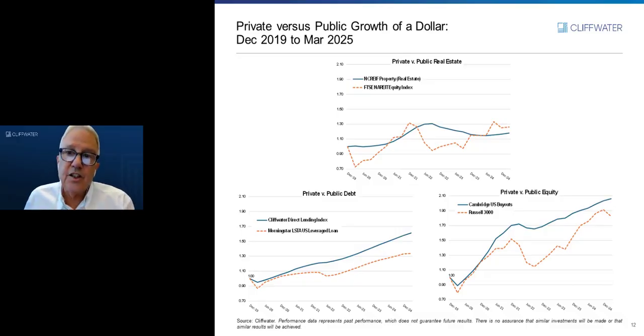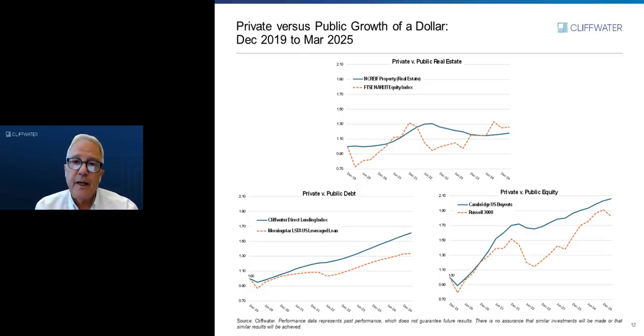Turning to this slide, I find this topical because there's always a question with privates. Hey, what's going on with their valuation versus publics? Are privates being overvalued or undervalued relative to where they should be? And the problem has always been real estate.